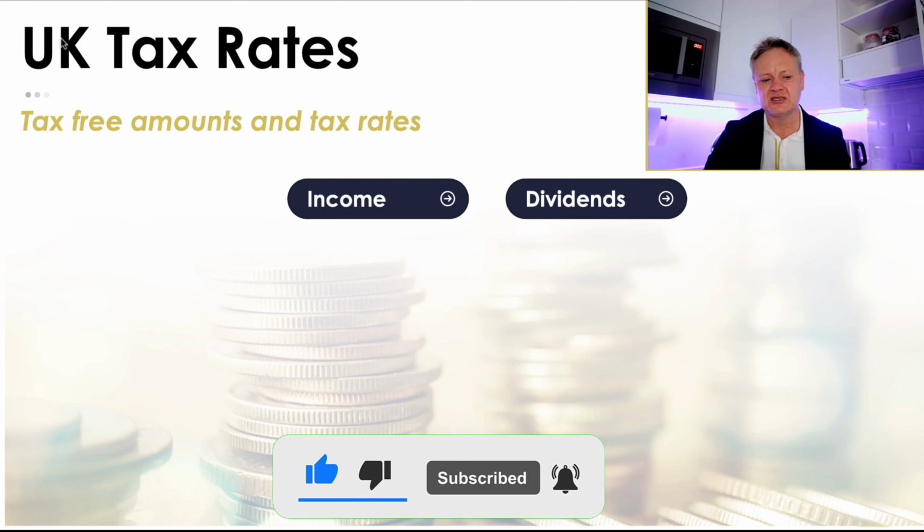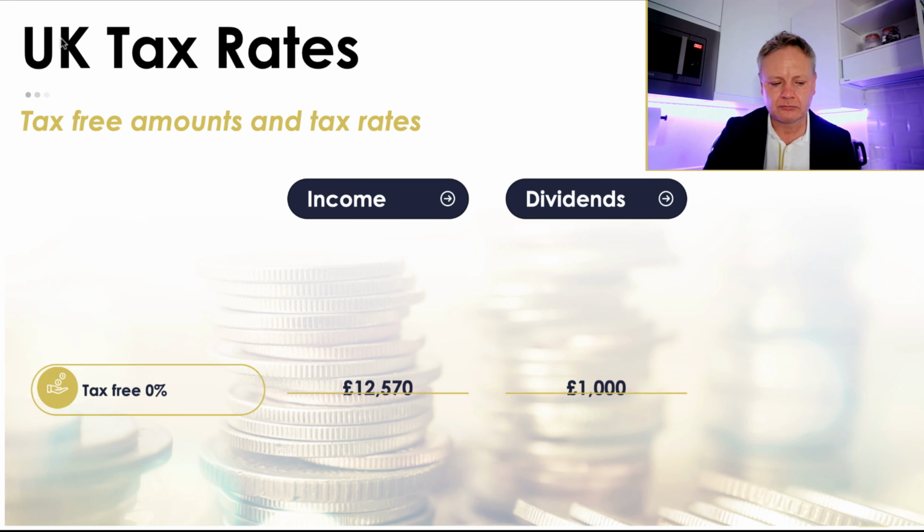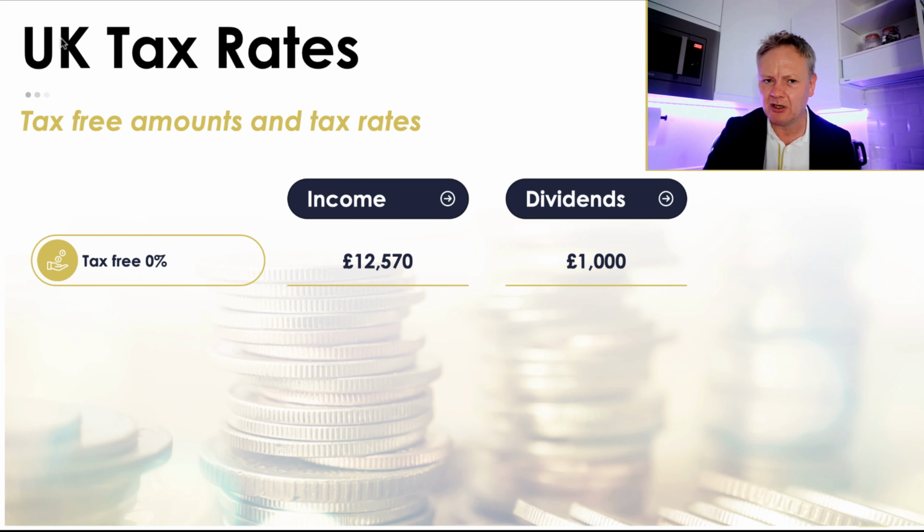Let's talk about the tax-free amounts first of all for the UK. If you have taxable earnings of 12,570, then you will get that tax-free. You could also earn an additional £1,000 worth of dividends, so 13,570 would be tax-free. There are other tax-free amounts as well for interest. There are tax-free amounts for self-employment as well, but I'm just going to focus on income tax rates and dividends for now.